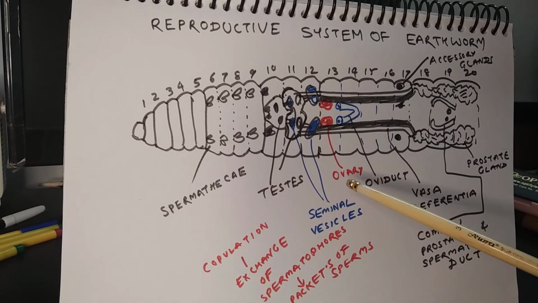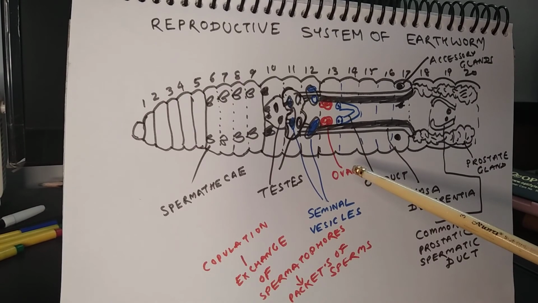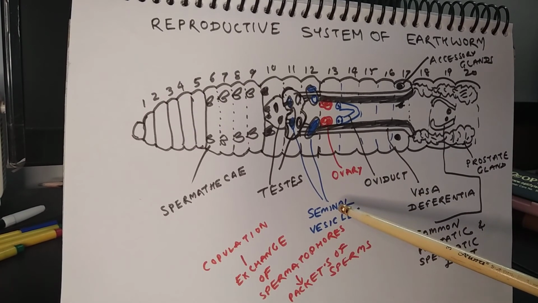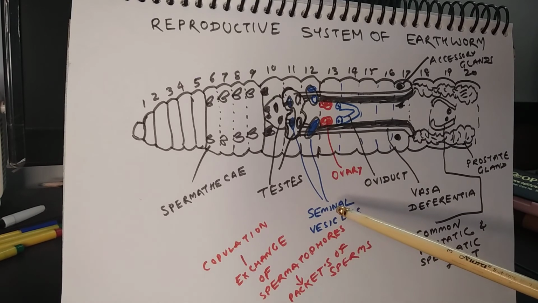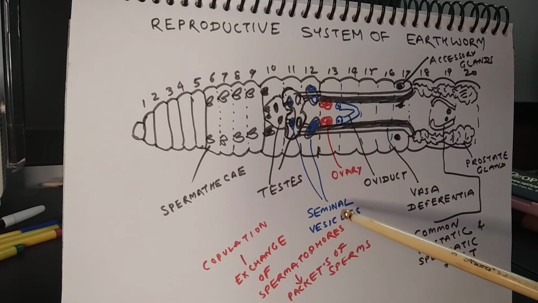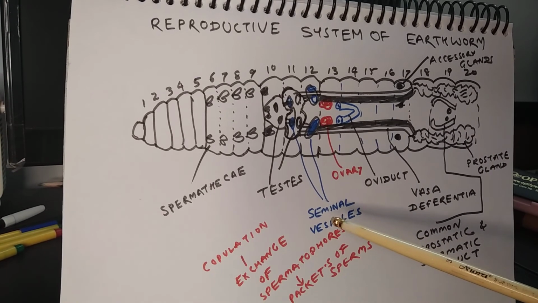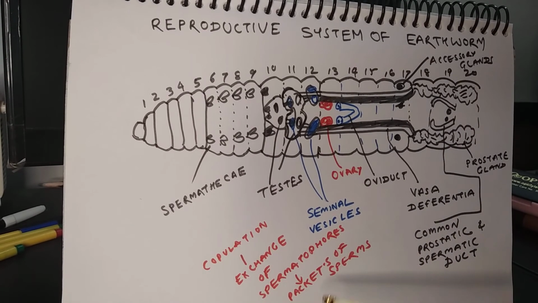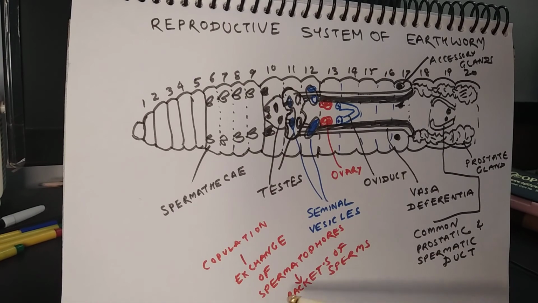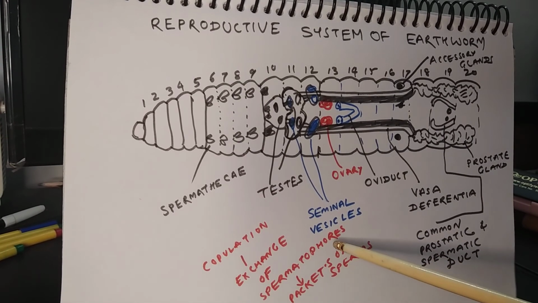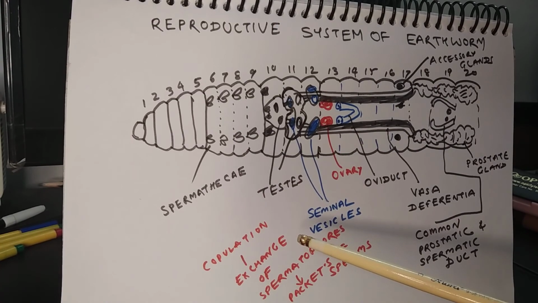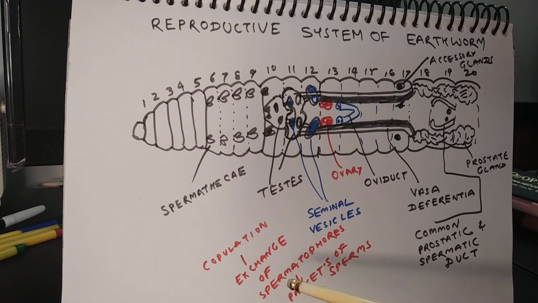During copulation, two earthworms cling to each other, and both of them empty their sperms into spermathecal apertures of the other earthworm. In fact, they do not send sperm; they send packets of sperms, and the packets of sperms are called spermatophores. After fertilization, cocoons are formed, and the embryo develops inside the cocoon.